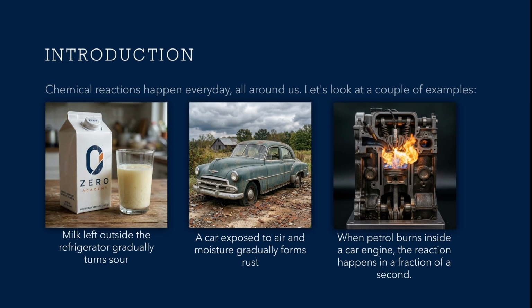Now, all these three cases are chemical reactions. Each of these reactions is taking place at a different rate or at different speed. For the milk, it can take hours up to days maximum before it turns sour. For a car that's rusting, that's a process that can obviously take maybe months up to a year. And for fuel burning inside a car engine, that literally takes a fraction of a second. It happens very fast. All of these are chemical reactions, but they have different speeds or rates.